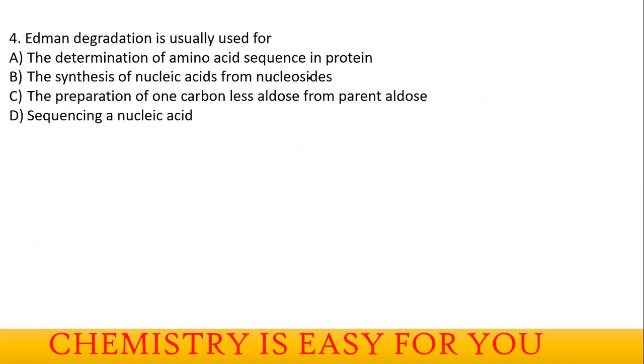Now the next question. Edman degradation is usually used for determination of amino acid sequences in protein, synthesis of nucleic acids from nucleosides, preparation of one carbon-less aldose from parent aldose, and sequencing of a nucleic acid. So the answer is determination of amino acid sequence in a protein.